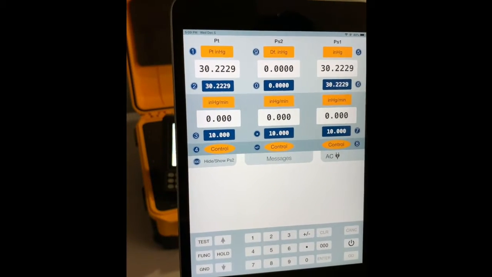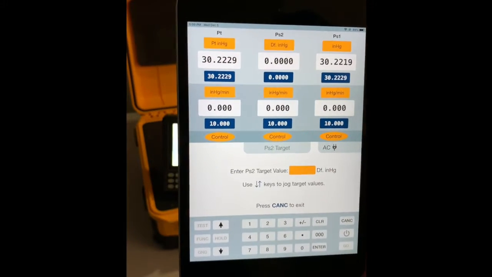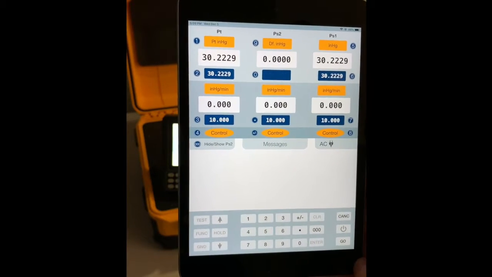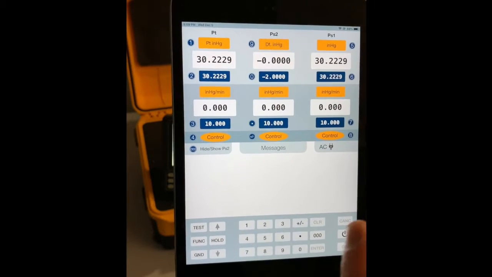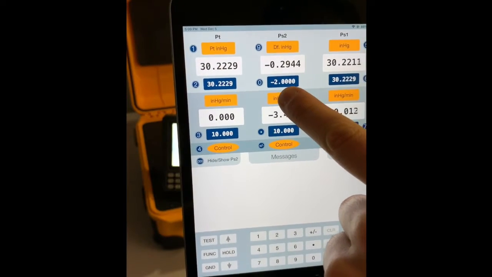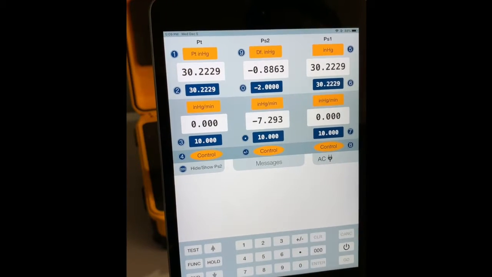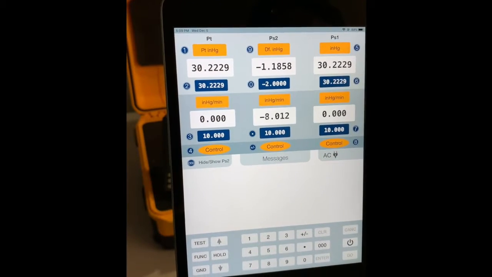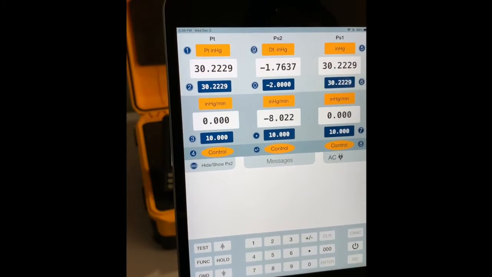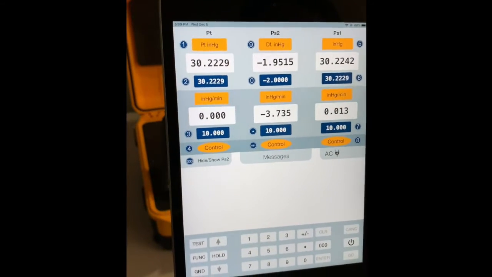Now, if I want to generate a negative angle of attack, the way I'll do that is by pushing on the blue box here, input 2, and then the minus sign, click enter, and go. What it will do is generate a negative differential pressure of 2 inches against my PS1 at 30.22. That means that when I get to the target here at minus 2, my current pressure on PS2 will be 28.22, which corresponds to 30.22 minus 2 equals 28.22.